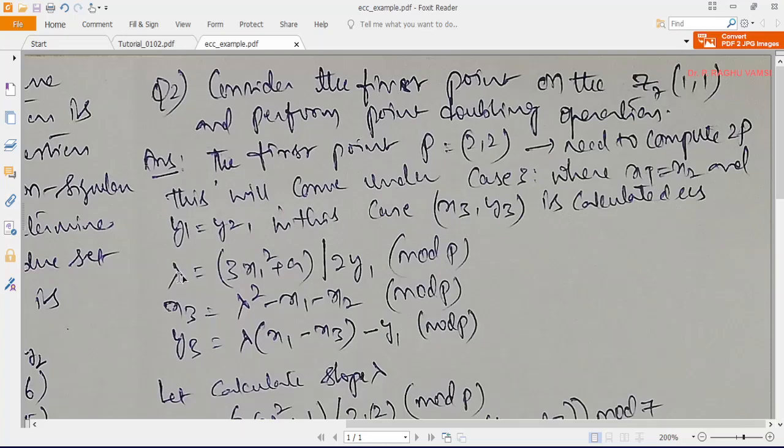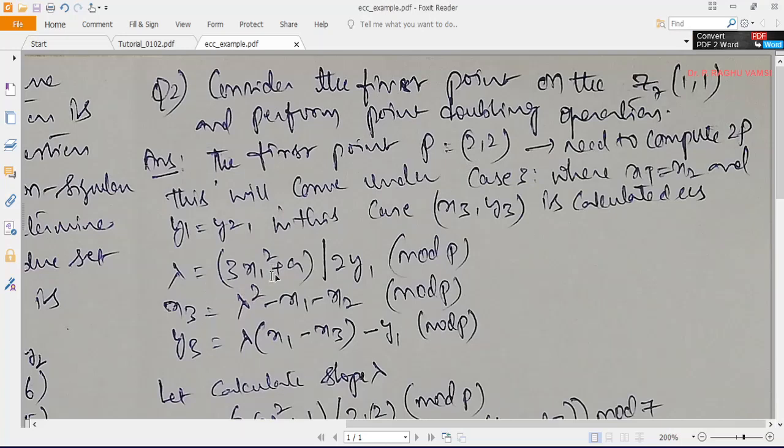In this case, x3 comma y3 is calculated as follows. First we need to calculate the slope. Lambda is equal to (3x1 square plus a) by 2y1 mod p. x3 is equal to lambda square minus x1 minus x2 mod p. y3 is equal to lambda times (x1 minus x3) minus y1 mod p. So in order to compute x3 and y3, first we need to calculate the lambda value. Now we have the x1, y1 and x2, y2 values. Now we will see the calculation of the slope first.